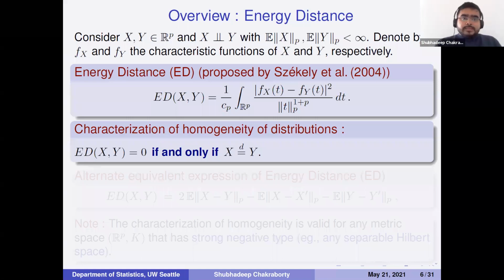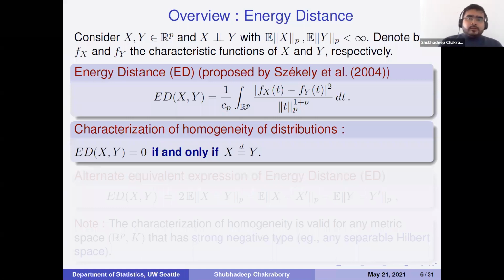It's worth mentioning that there is an equivalent alternate expression of energy distance in terms of expectation of certain Euclidean distances. And what's important about it is that because of the presence of this equivalent expression, we can come up with some U statistic type or V statistic type estimators for estimating energy distance without having to trouble ourselves with estimating an integral like this.